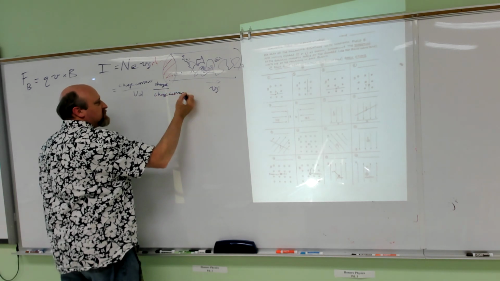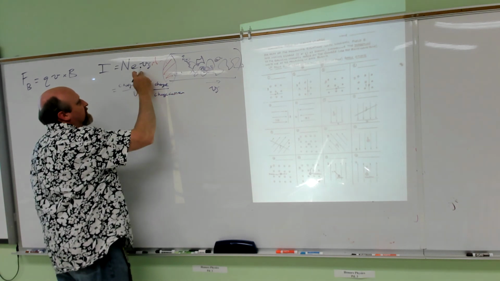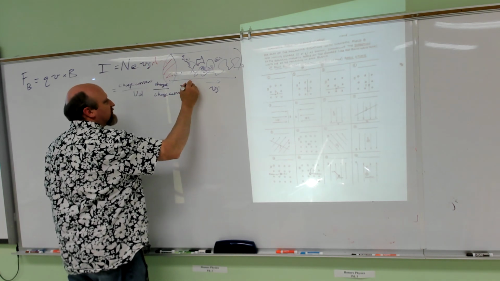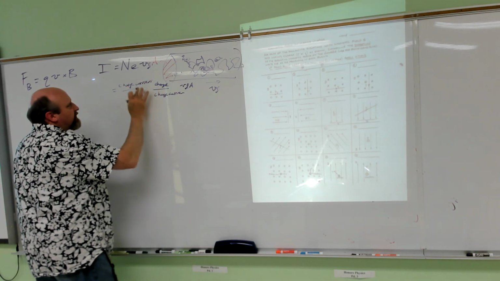How much charge each one of those ions has. Then I have my velocity and my cross-sectional area. Okay, so drift velocity, cross-sectional area. I just wrote out those words.